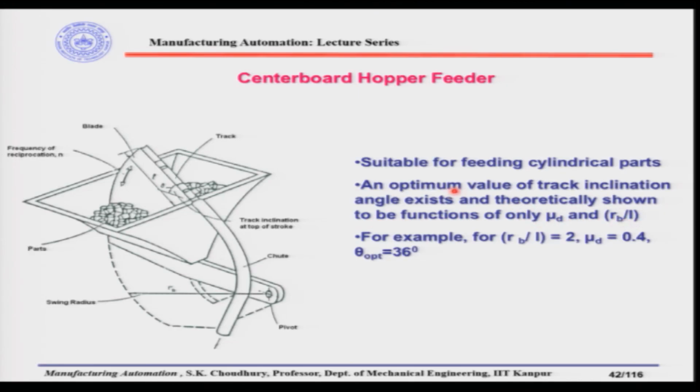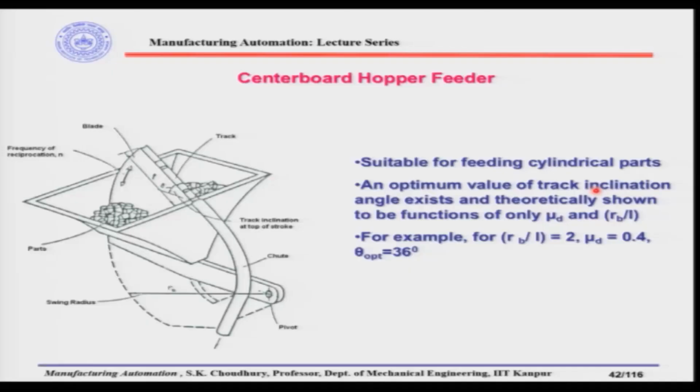Now, we are saying that there is an optimum value of track inclination angle. Why does it have to be optimum? If the track inclination angle is very high, it will take more time for the reciprocation of the blade. More time means a lower production rate, because each time it reciprocates in one cycle, it is feeding some parts to the assembly machine. Therefore, this track inclination angle has to be optimum.